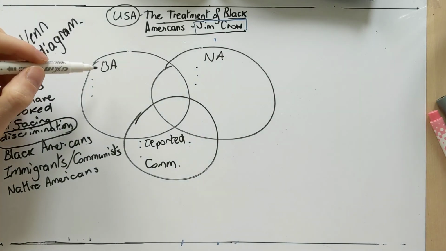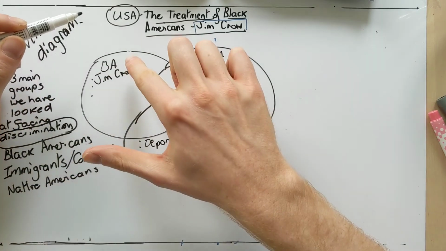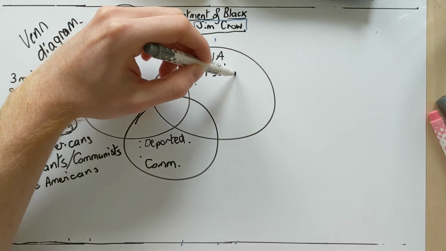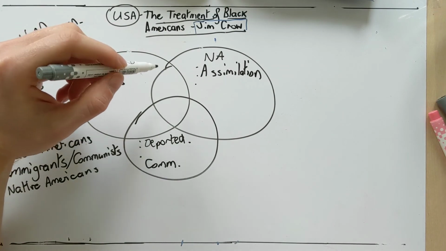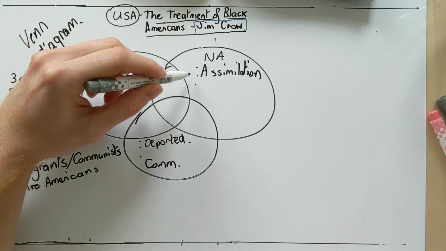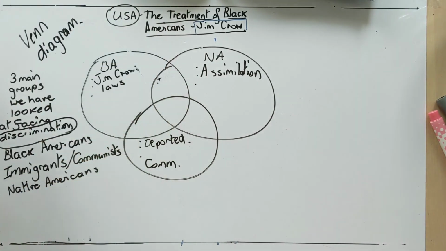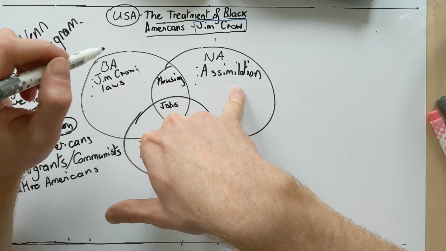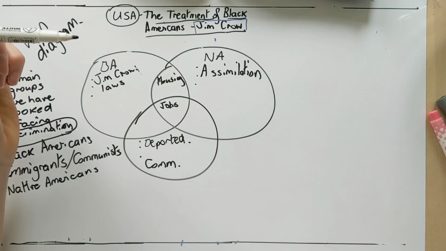Okay, so you could say Jim Crow laws here. Assimilation here. You could talk about job opportunities for both of them, because they both weren't given job opportunities. Well, actually, so weren't communists. So you could talk about jobs here. Housing, definitely, for these two. Where were they sent? Reservations. Where were they living? Ghettos. Okay.